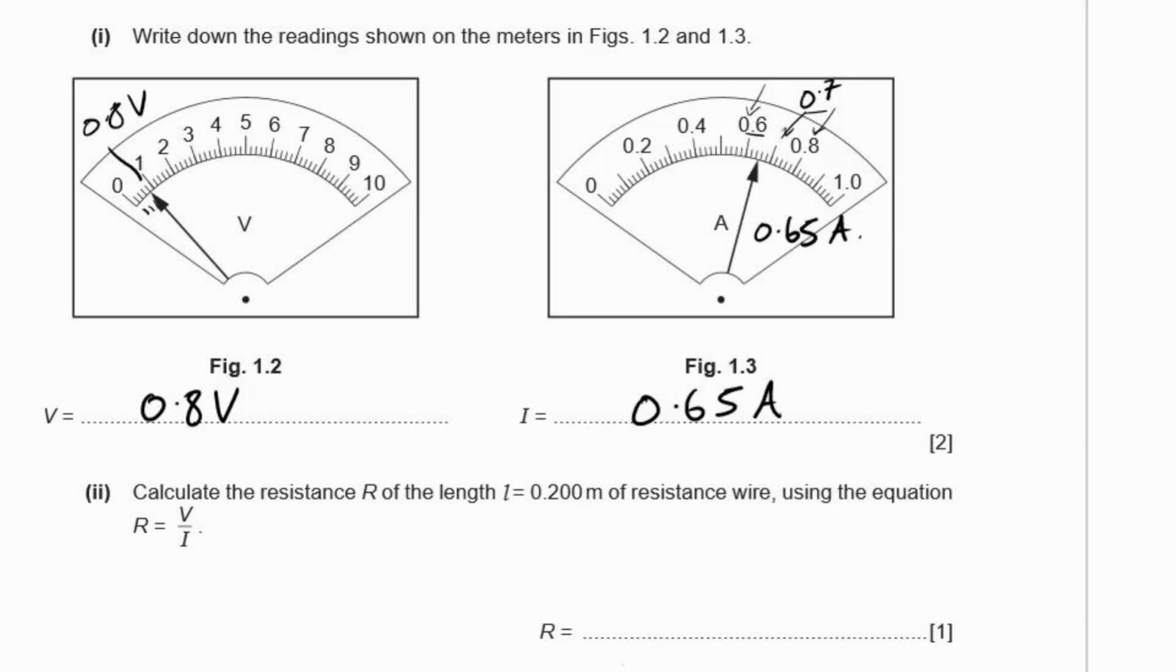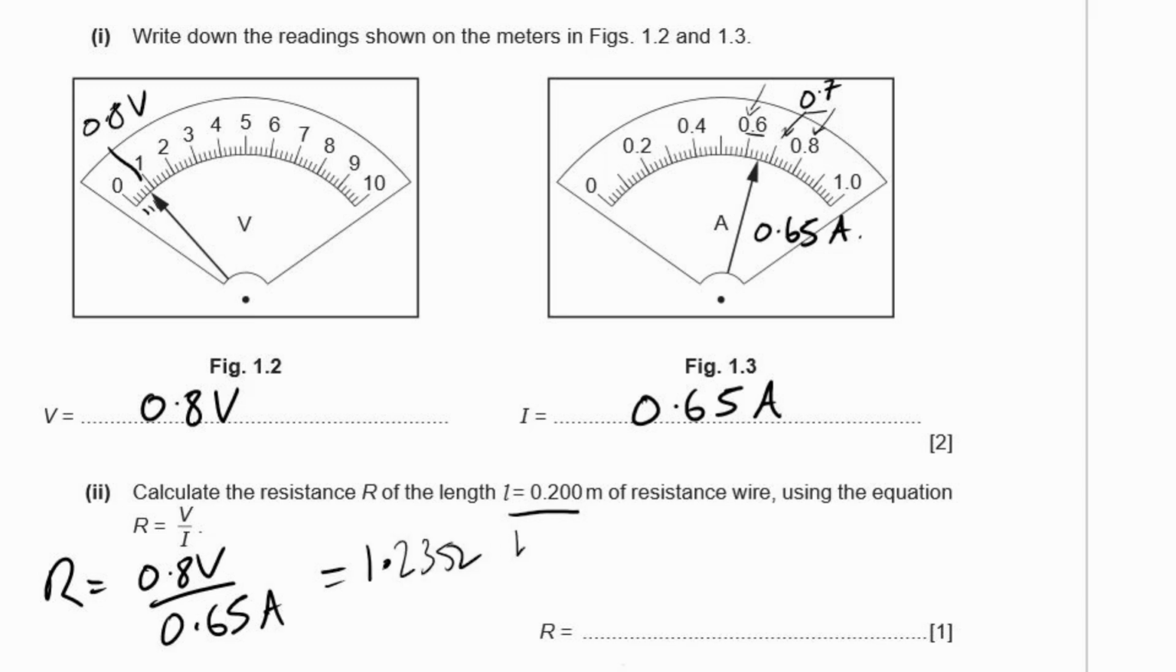Now, part 2. Calculate the resistance R of the length L equals 0.2 meters of resistance wire using the equation R equals V over I. R equals V over I, so R equals 0.8 volts divided by 0.65 amps. That gives me 1.23 ohms, but let's look at this.